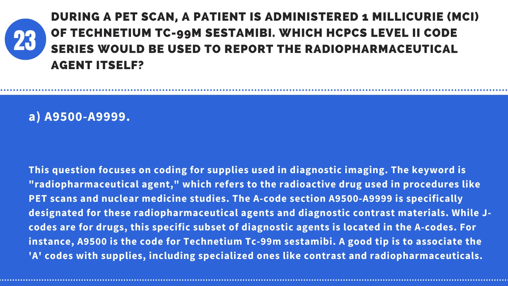The keyword is radiopharmaceutical agent, which refers to the radioactive drug used in procedures like PET scans and nuclear medicine studies. The A code section A9500 A9999 is specifically designated for these radiopharmaceutical agents and diagnostic contrast materials. While J codes are for drugs, this specific subset of diagnostic agents is located in the A codes. For instance, A9500 is the code for technetium Tc99M sestamibi. A good tip is to associate the A codes with supplies, including specialized ones like contrast and radiopharmaceuticals.